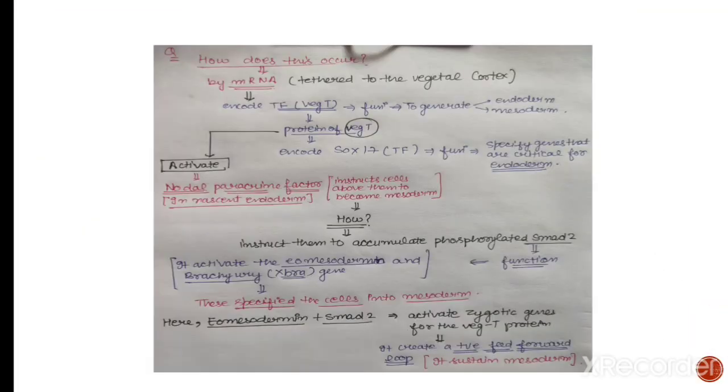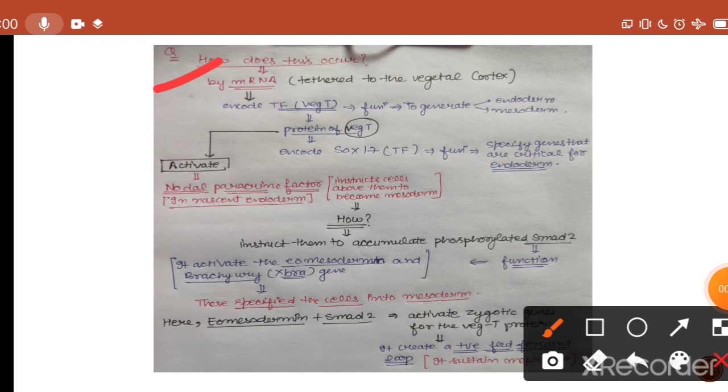So how does this specification occur? It occurs through an mRNA that is tethered to the vegetal cortex. The cortex is the outer part of the vegetal cytoplasm, the vegetal part of the embryo. This mRNA codes for a transcription factor, VegT. VegT has the function of generating endoderm and mesoderm. So how does it generate endoderm and mesoderm?